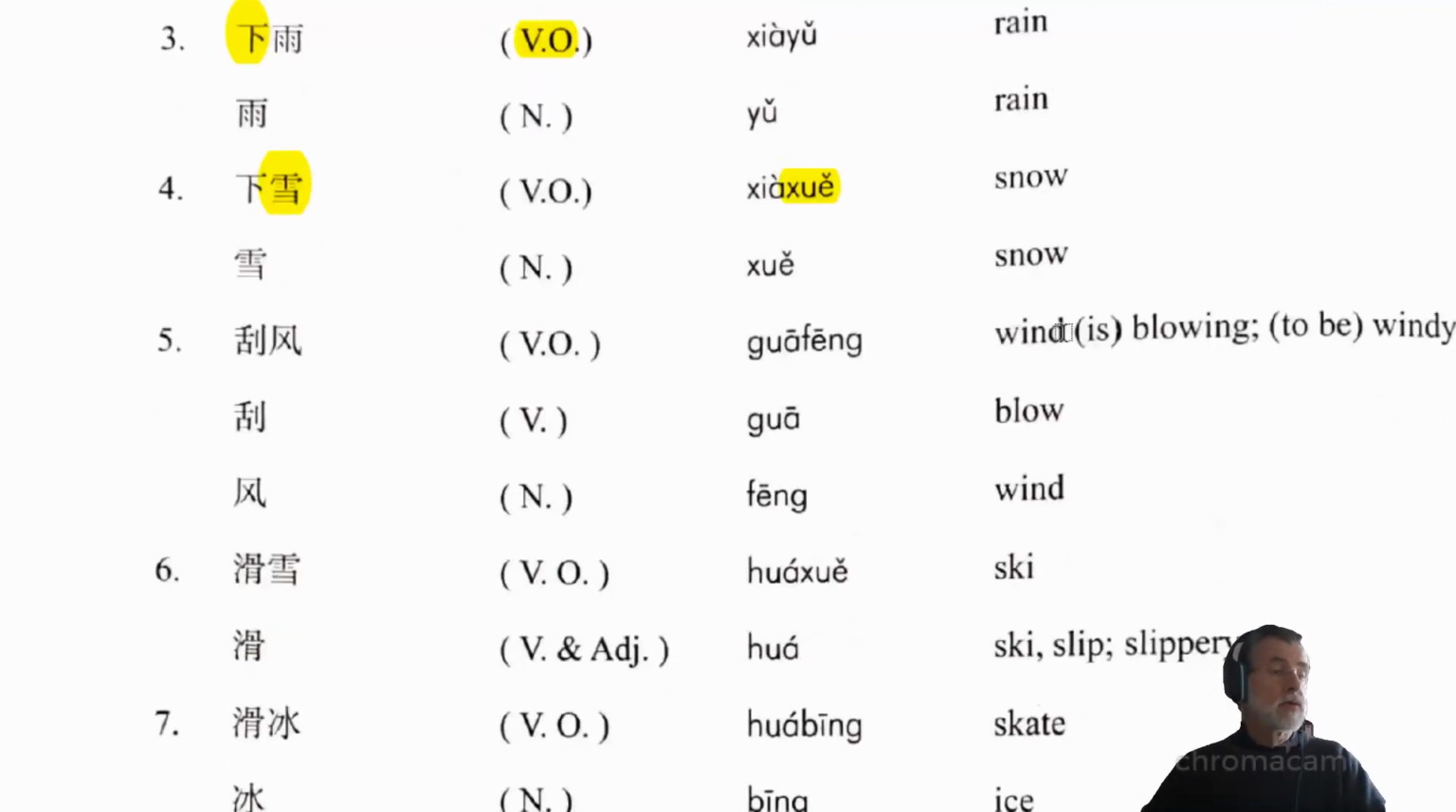So now we're going to move on to being windy, to be windy. And the expression is 刮风, 刮风. In that expression, 刮 is the verb and it means to blow, but only blow in the sense of the wind. So if one was to actually blow up a balloon, that's a different word altogether. That's 吹. I might just put that up here.